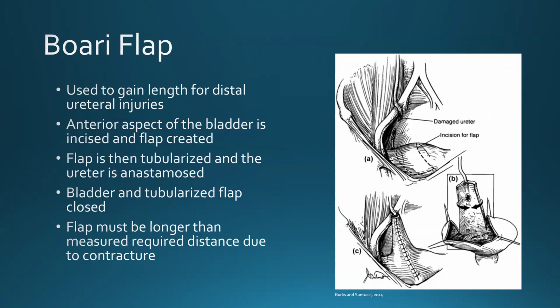flap are closed. And the flap must be longer than the measured distance that's estimated to be required for the ureteral injury due to contracture of that tubularized aspect of the bladder once the anastomosis is performed. And that's what's being depicted here to the right, obviously.